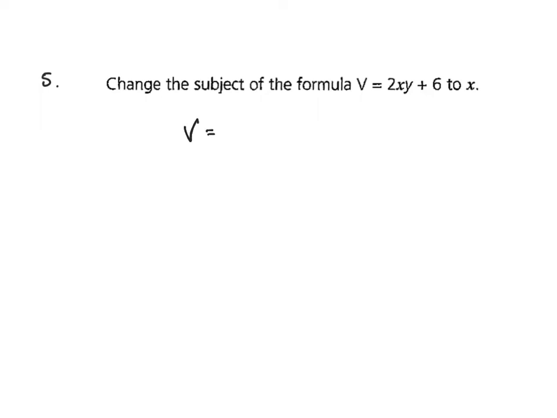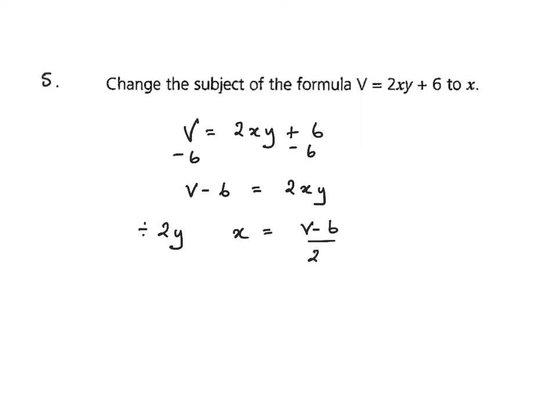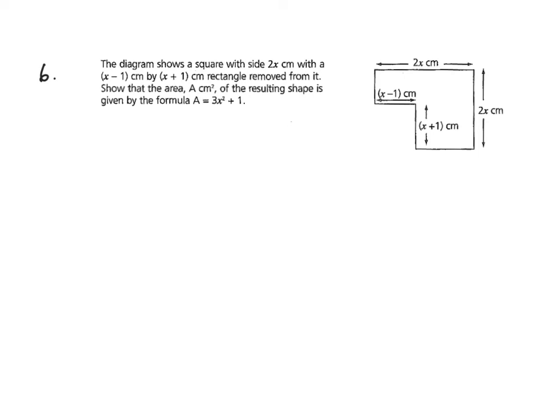Question 5, a nice simple question. So V equals 2xy plus 6, and we want to get x as the subject. So we'll subtract 6 from both sides. Then we'll divide by 2y. I'm going to turn the equation round at the same time, so x then equals v minus 6 over 2y.